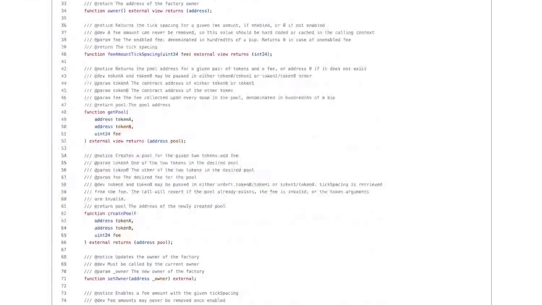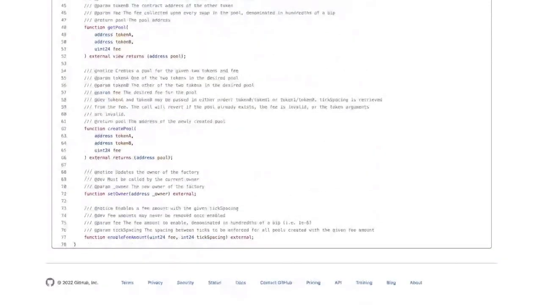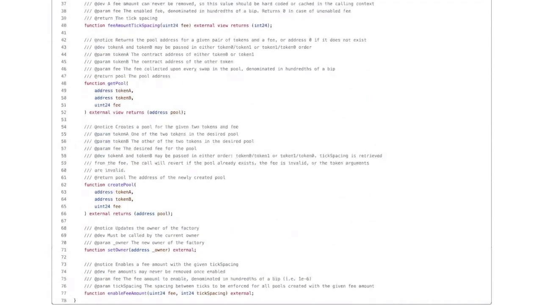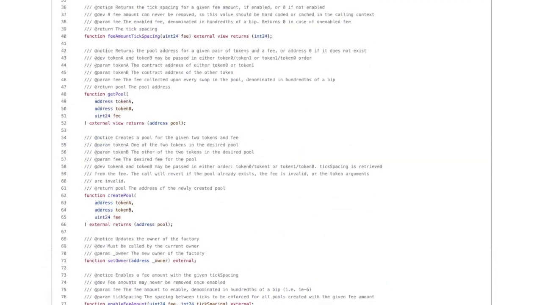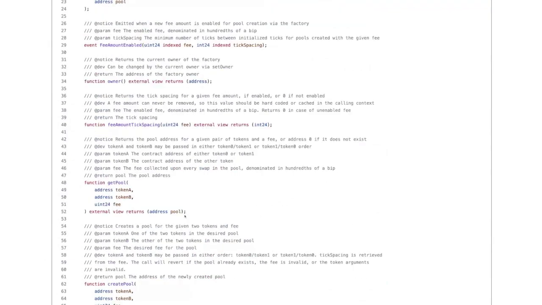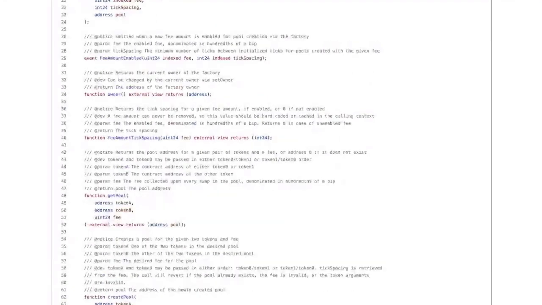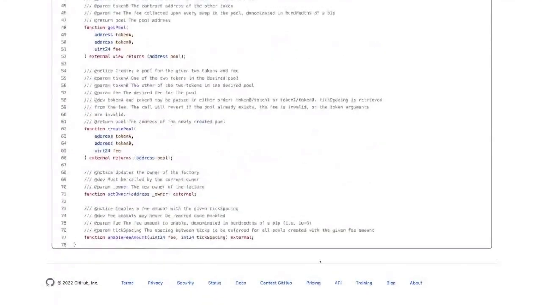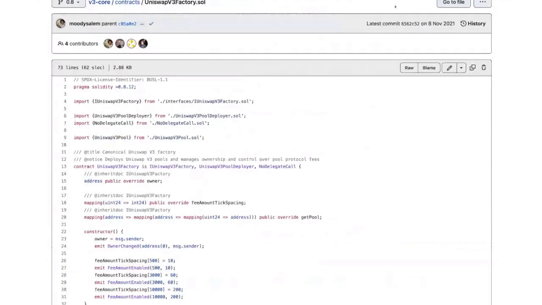Anything else you find interesting here in this interface? Yeah, it doesn't look too dense. There are no structs defined here, just some events, the owner change and the pool created, and then your usual functions sort of defined here. Yeah. All right, and I guess great, let's jump into the contract.